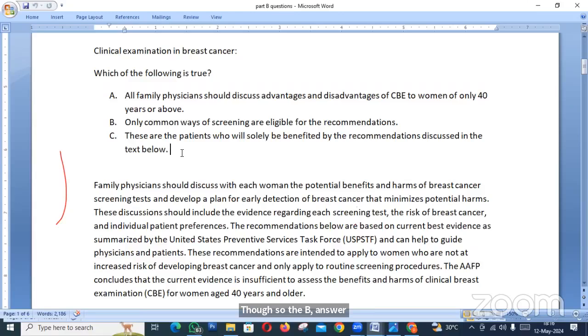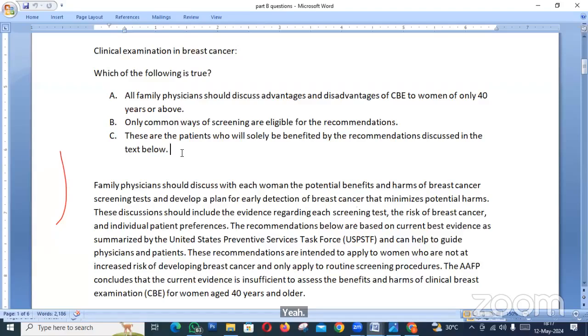But in the seventh paragraph, these recommendations are intended to apply to women who are not at increased risk of developing breast cancer, and only apply to routine screening procedures. Here, only means we can apply to routine screening procedures, one of the options, and women who are not at risk. So there are two conditions, and only is mentioned in the answer. So we can skip the B answer as well, sir.